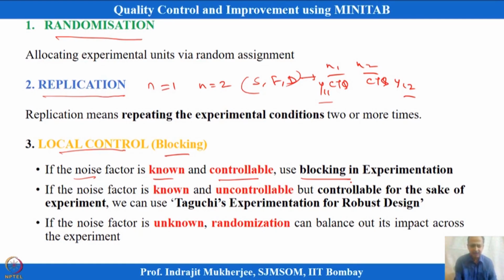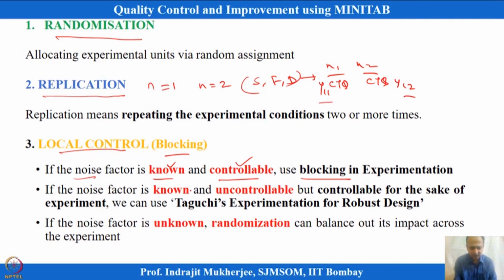One important aspect is that the noise variable is known and it is also controllable for the sake of experimentation. In that case we may use blocking. One of the classical techniques used is the Latin square design for blocking. Those are typical scenarios where blocking can be adopted, and we can see some examples of blocking in experimentation.